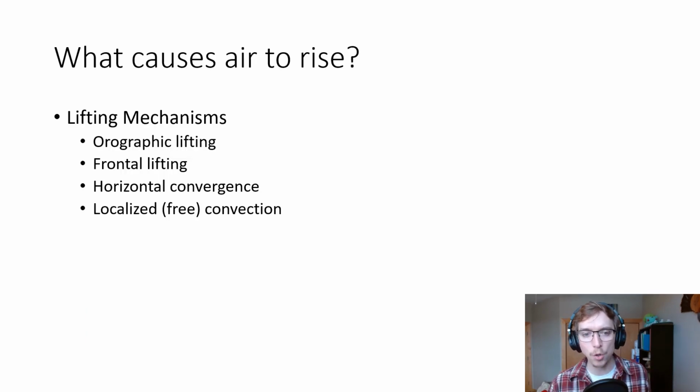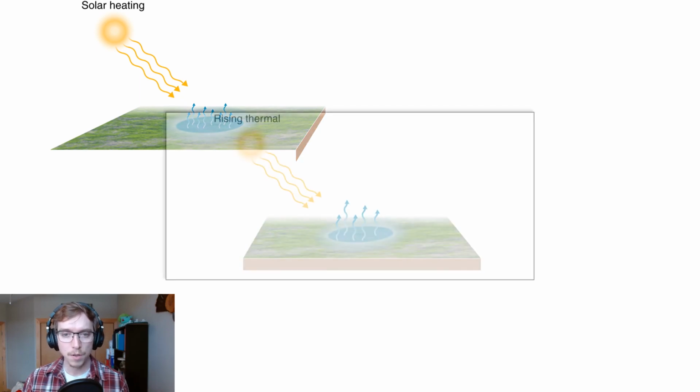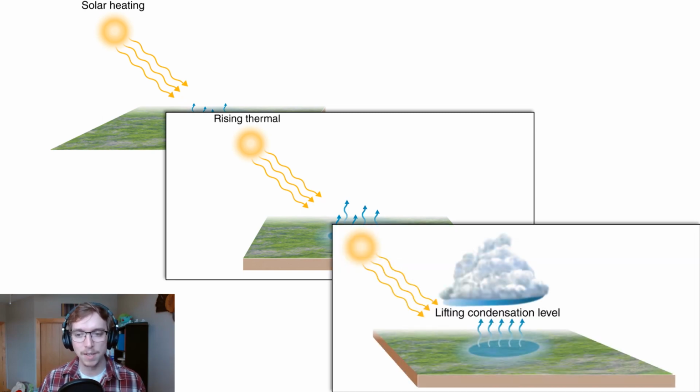Then another phenomenon called localized or free convection. Now, what's going on here is, as it suggests, on a much more local basis. You could have the sun coming in, incoming solar radiation hitting this pond, for example. As it hits that pond and it's being heated by the sun, you have rising thermal energy coming up, water evaporating off the surface. As it rises, it condenses. You can see here's our lifting condensation level.